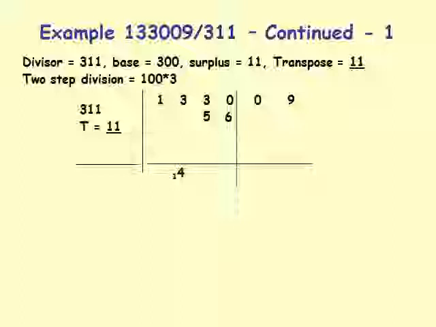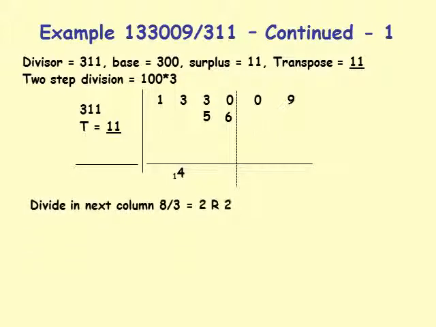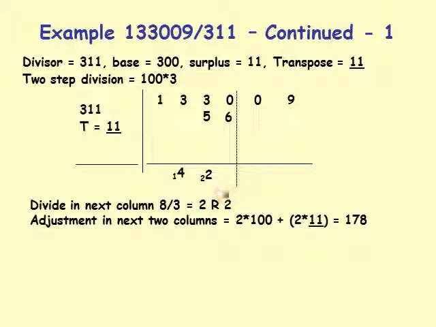133009 divided by 311. Let's continue. We have achieved so far in the previous slide. So next, 3 plus 5 is 8. 8 divided by 3, our second division, gives me 2, remainder 2. Now adjustments here. For the remainder 2, it is 2 times 100, 100 is my proportionality here. And for the quotient 2, it is 2 times negative 11. So it's 178 for the next two columns. So this is how it looks, 178.